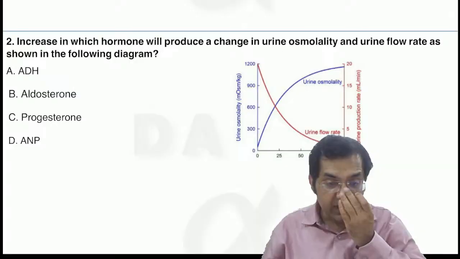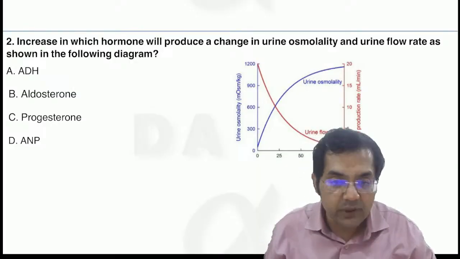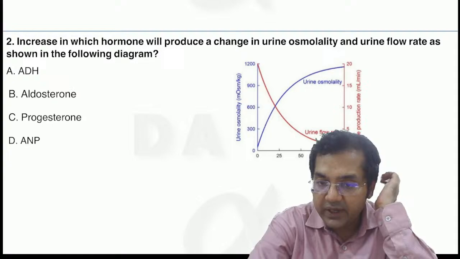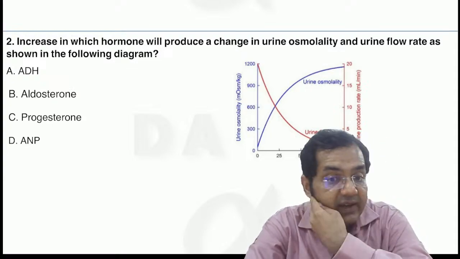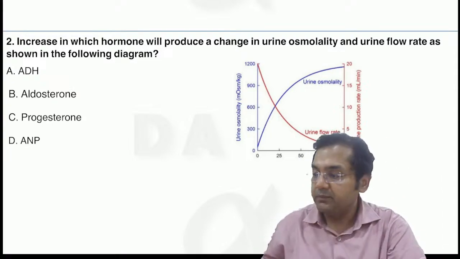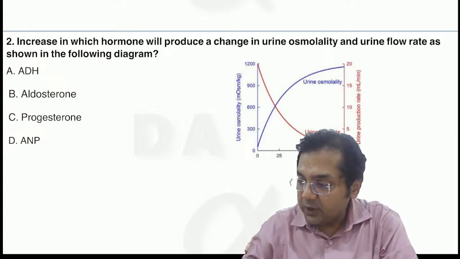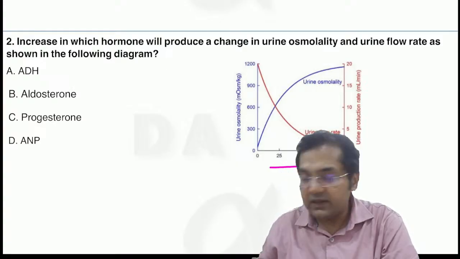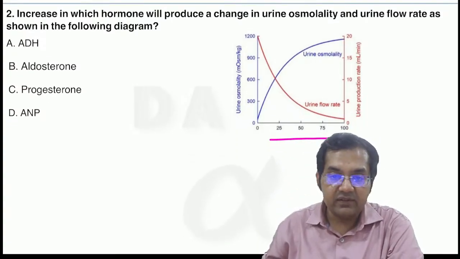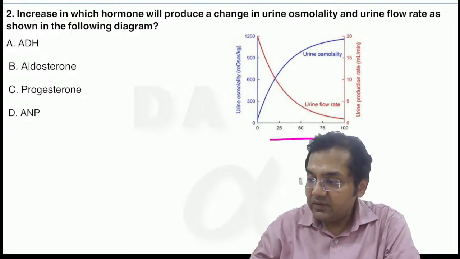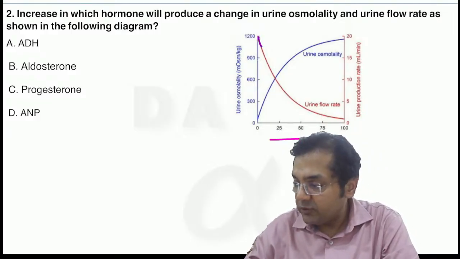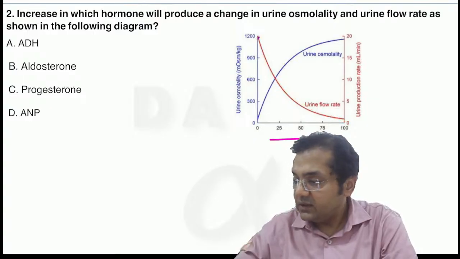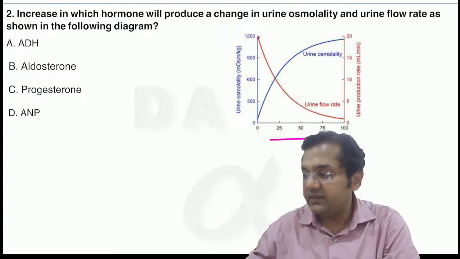Increase in which hormone will produce a change in urine osmolarity and urine flow rate as shown in the diagram or figure given below, right? Think about it. So very interesting and good question, because remember, as the levels of this hormone are increasing, on the x-axis, what I can see is that the urine flow rate is reducing and the urine osmolarity is increasing. Can you tell me some answer here?